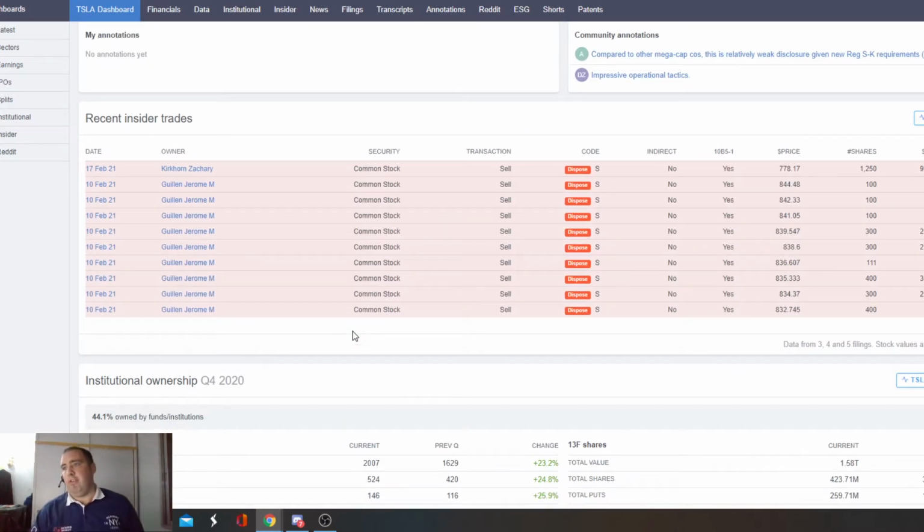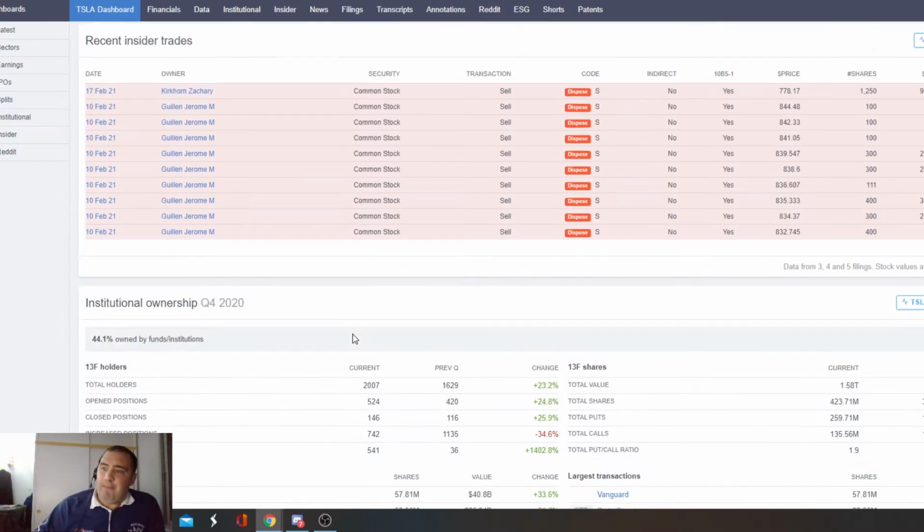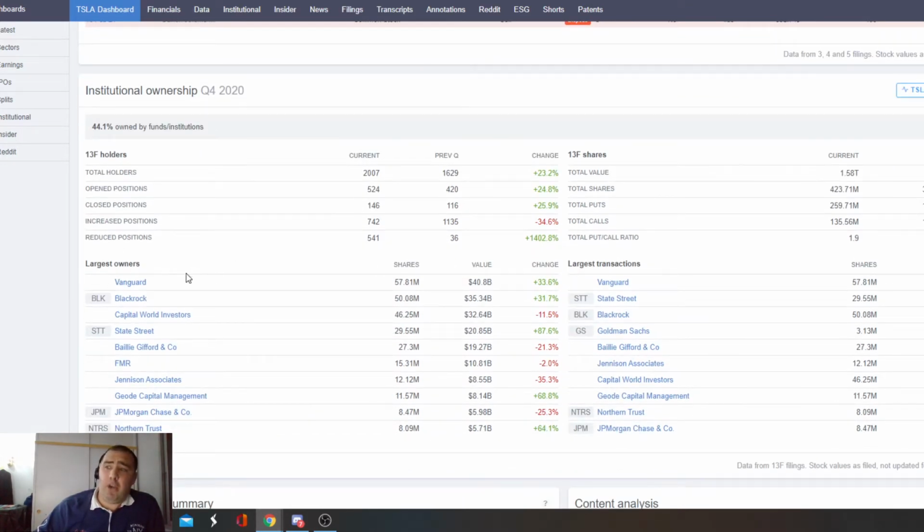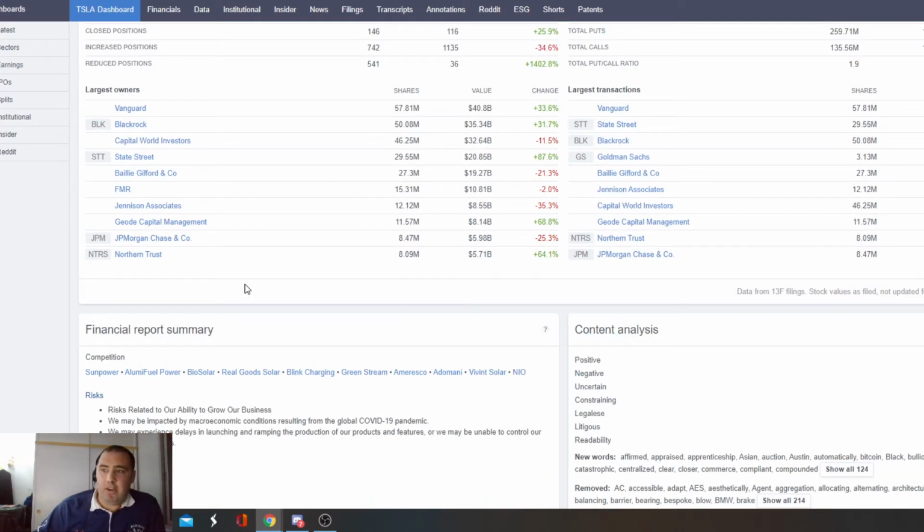This is also useful. You want to see who's buying, who's selling. If you see there's a lot of selling, that sets off an alarm bell. So great, absolutely great. It also gives you the institutional ownership and the largest institutional owners, who owns it, Vanguard, BlackRock, etc. So this is really, really good information.